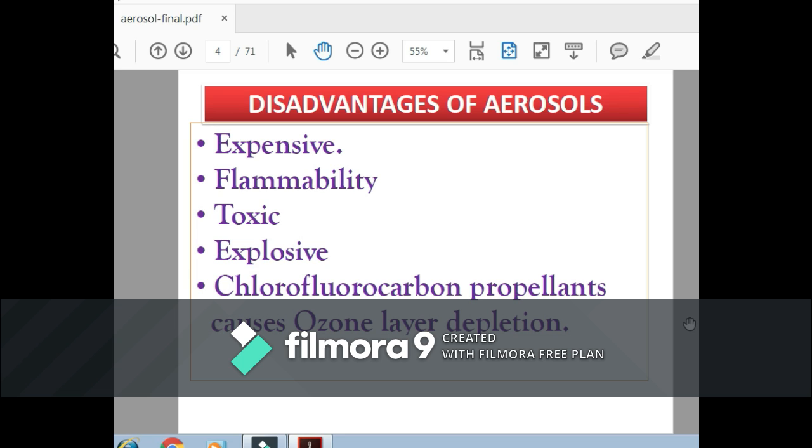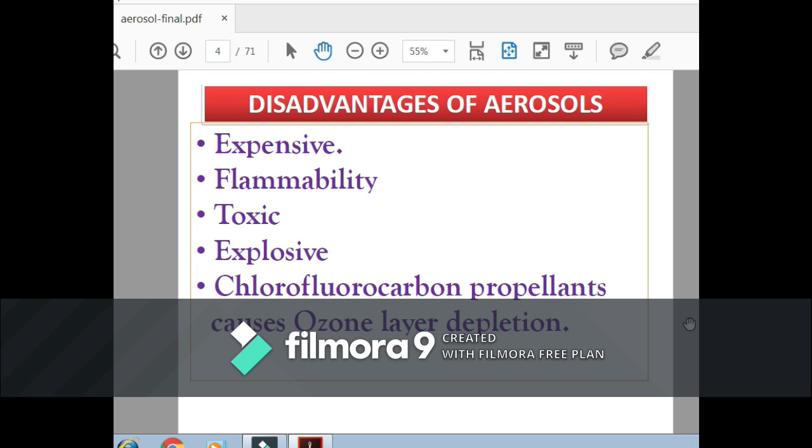Then another disadvantage is that it is explosive. Your aerosol may become explosive or cause an explosion when it comes in contact with heat or high temperature. The aerosol is already a pressurized device. It means your propellant, which is highly volatile, is already filled under high pressure inside your container. So when it gets heated, it may cause an explosion. A blast may be possible because of your propellant. But most probably when we use a steel container, the explosiveness may be reduced.